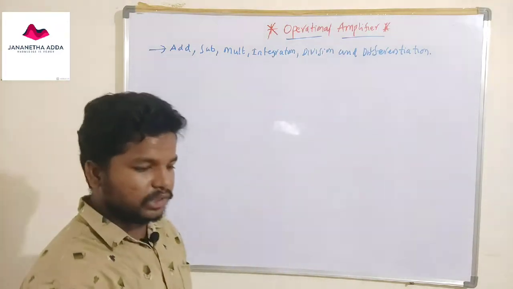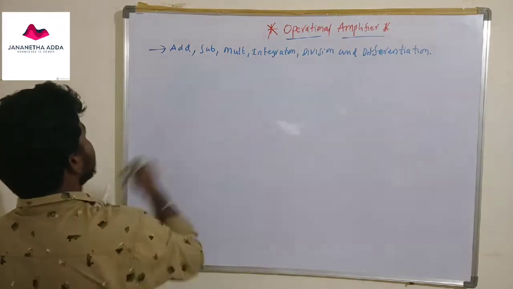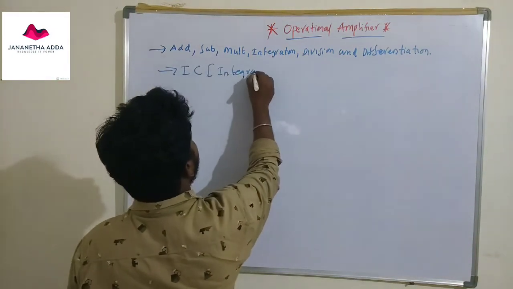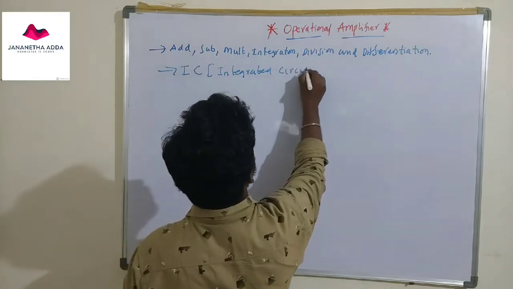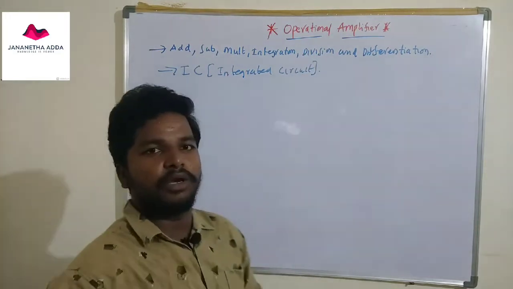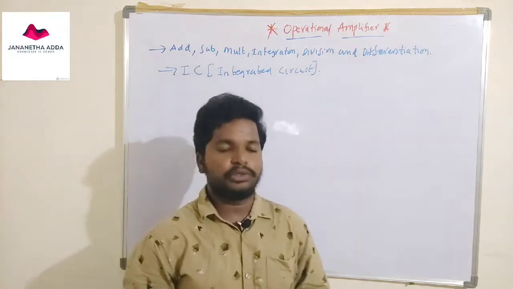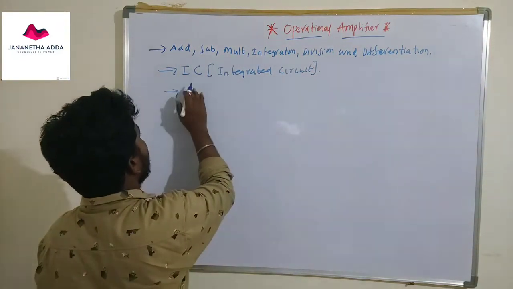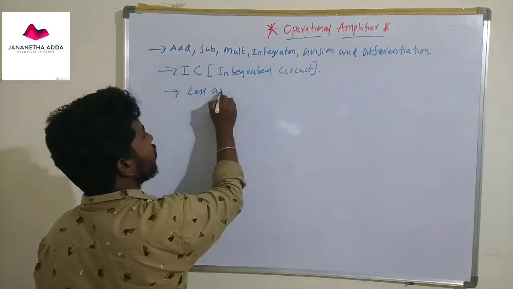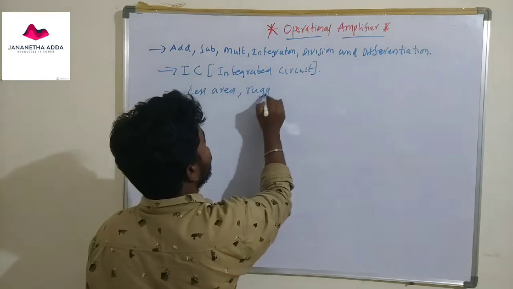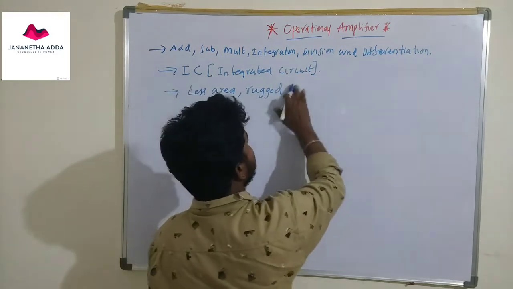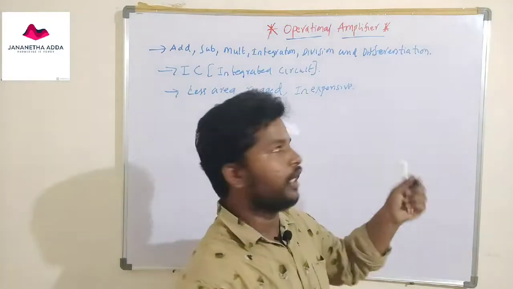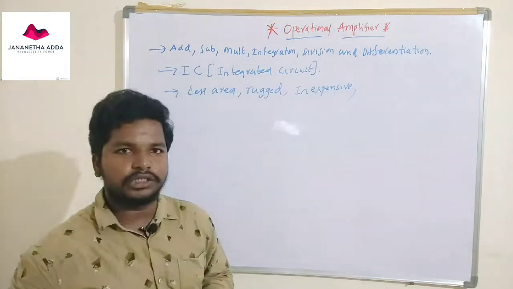Operational amplifier is available in an integrated circuit, which is called an IC. In olden days it was available in discrete components, which usually occupied a very large area, but nowadays operational amplifiers require less area and they are rugged. So they perform in all conditions. It is also a very inexpensive device. Further on we will also discuss its performance.